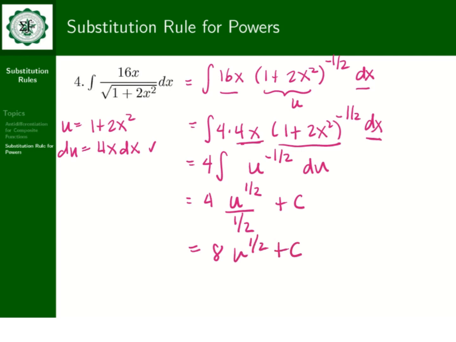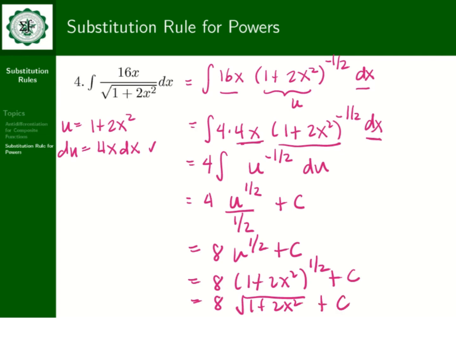Now we perform back substitution. We replace u by 1 plus 2x squared and then raised to 1 half plus c. We can also write this as 8 times the square root of 1 plus 2x squared and then plus c.